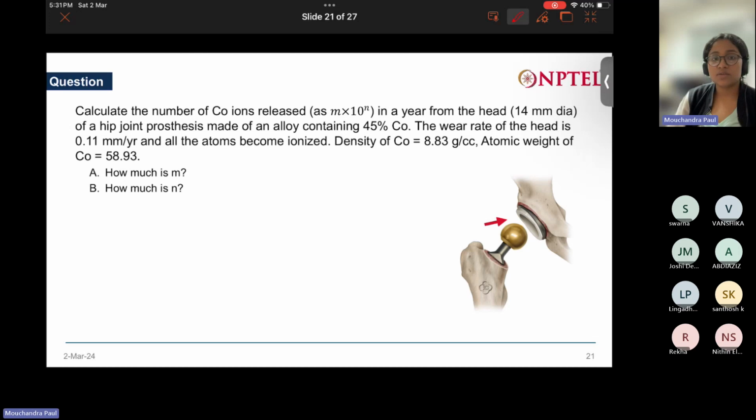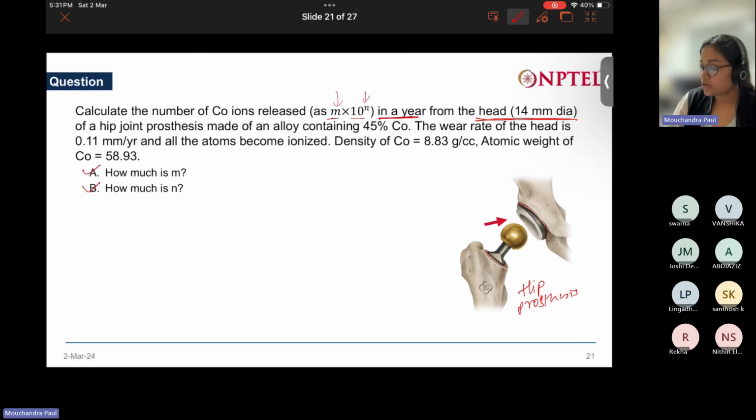Now, here is another question. Calculate the number of cobalt ions released as M into 10 raised to power n. So basically, these are the variables m and n you have to calculate. Calculate the number of cobalt ions released in a year from the head that is of 14 mm diameter of a hip joint prosthesis.